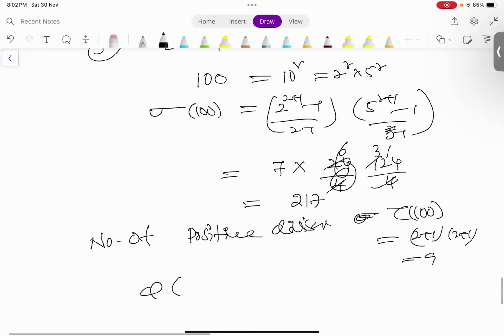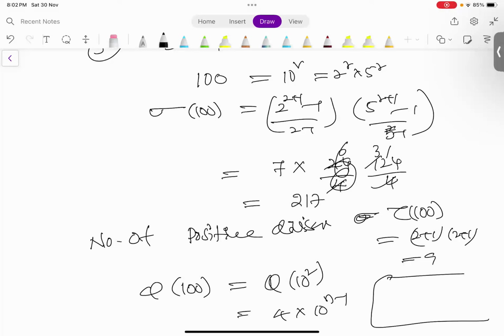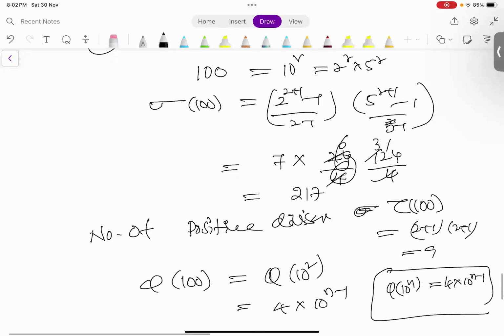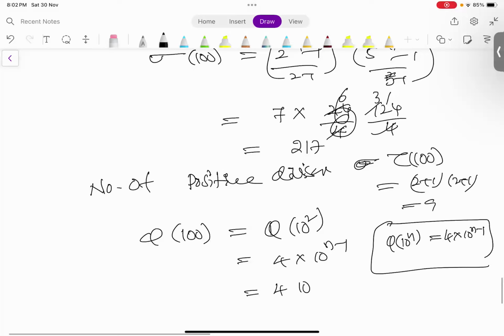What is phi of 100? Euler's totient function phi of 100, I told you. I also gave a formula for it. Phi of 10 to the power n is equal to 4 times 10 to the power n minus 1. You can use this shortcut formula directly if you don't remember. Or else we can write 2 power 4, 5 power 4. This is 4 times 10 power 2 minus 1. Simply we get 40. So in this way, what have we found for a number?